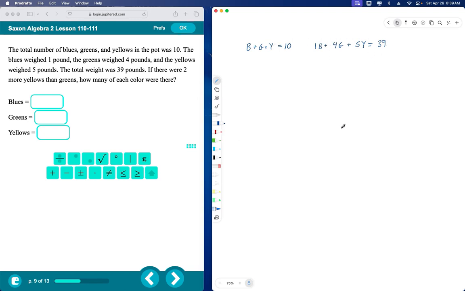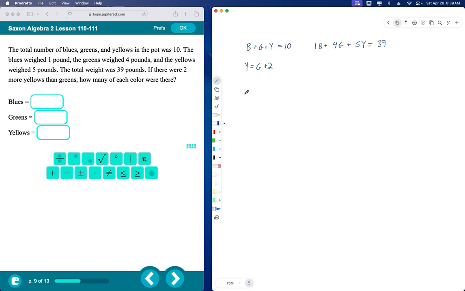So that's our value statement. Quantity, value, now we need a comparison. If there were 2 more yellows than greens, how many of each color were there? So yellow is equal to greens plus 2. So we have a comparison statement here. We're going to substitute that in up here to get a value for G. Or B, one of the two. Yeah, we're going to get a value for B.